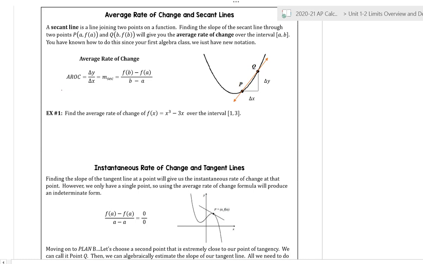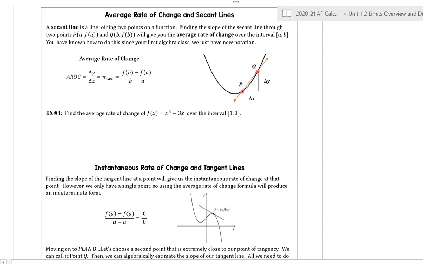So first off, we do know the average rate of change. You guys have done this forever: y2 minus y1 over x2 minus x1, or rise over run, delta y over delta x. This is going to be the value of the slope of the secant line. So the secant line, or the average rate of change, is what's happening between these 2 points.